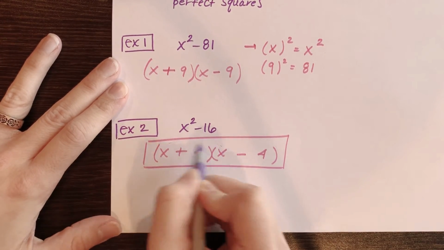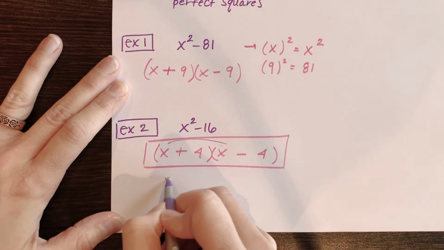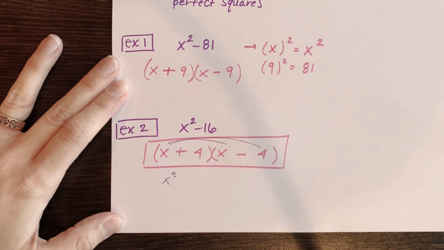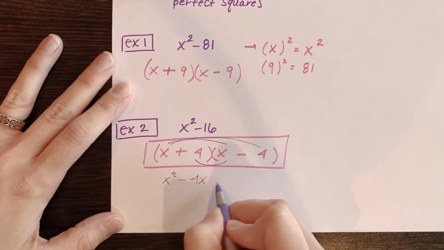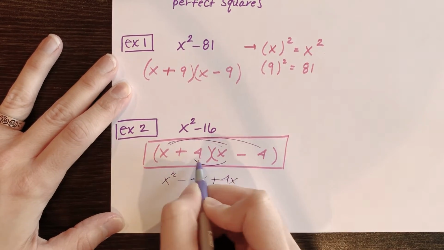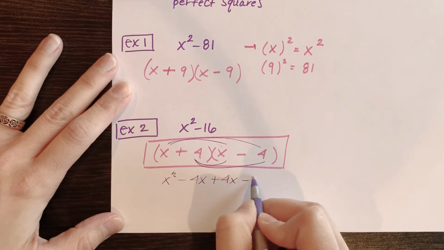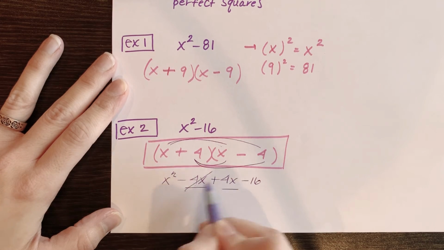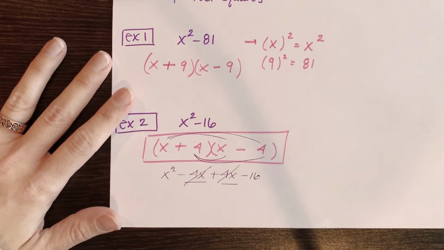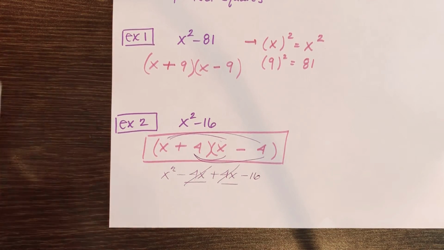X times x is x squared. X times negative 4 is negative 4x. 4 times x is a positive 4x. And 4 times negative 4 is a negative 16. What happens to my two middle terms? They're the same number, different signs. So when I combine like terms, it goes away.